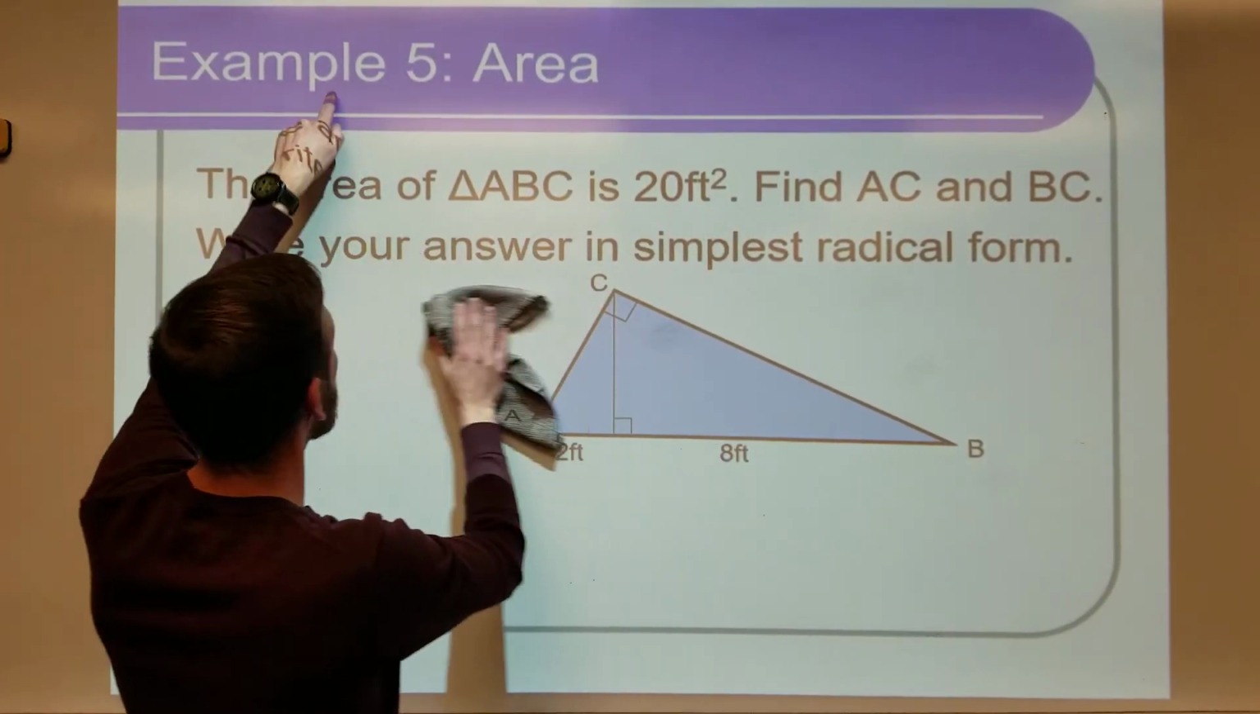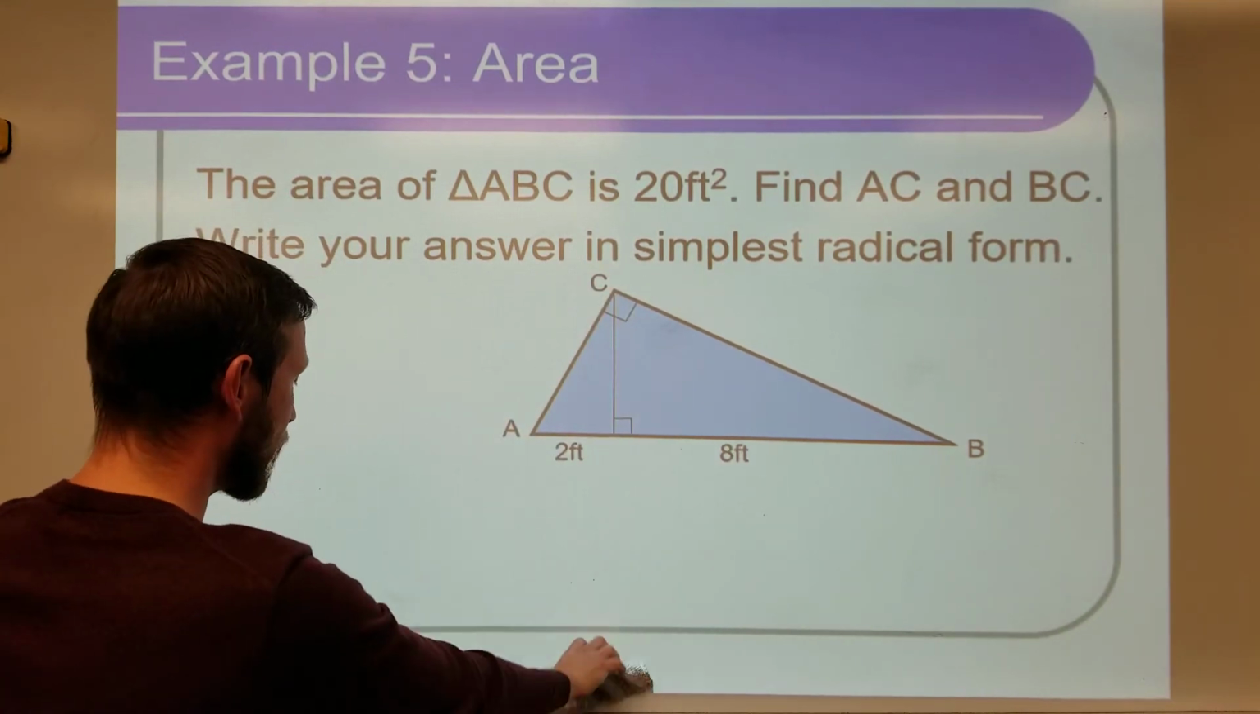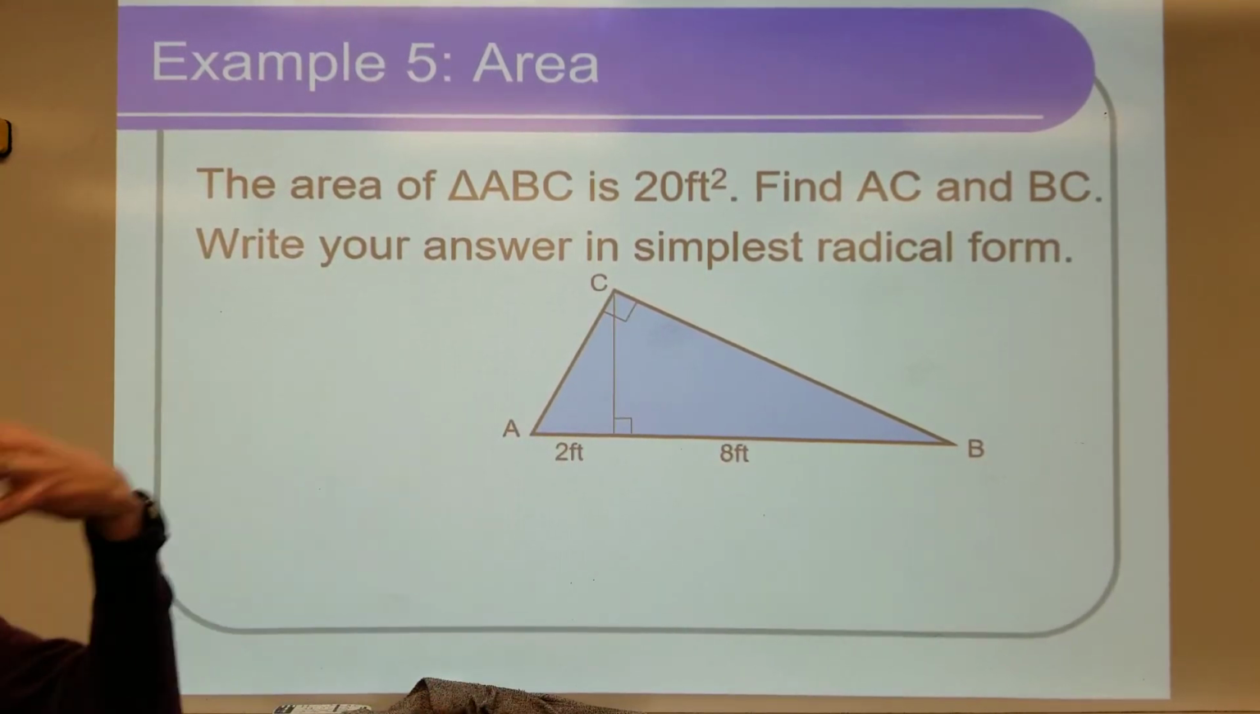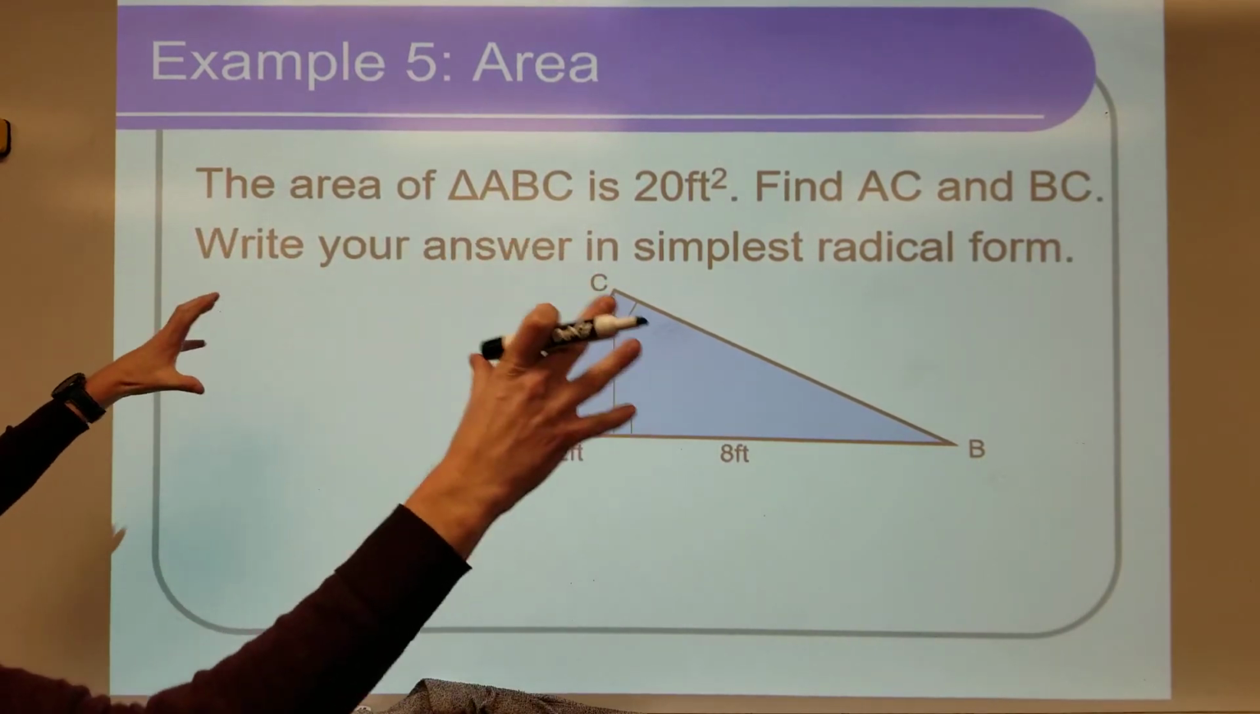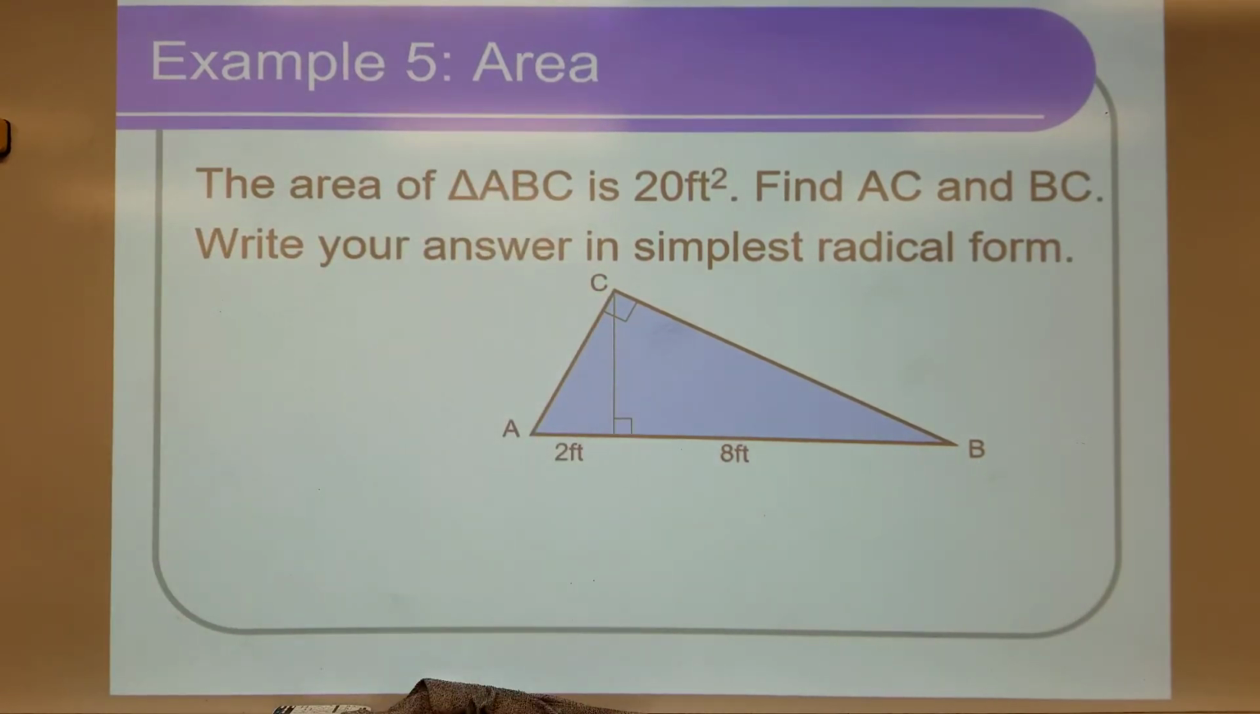So for our last example, example 5, this is the tough part. We've got all the information. That is it for the information. But now we're going to look at how to apply this. So the area is known. Here the area of this triangle is 20 square feet. Find the length of segment AC, find the length of segment BC, but write your answer in simplest radical form if needed.